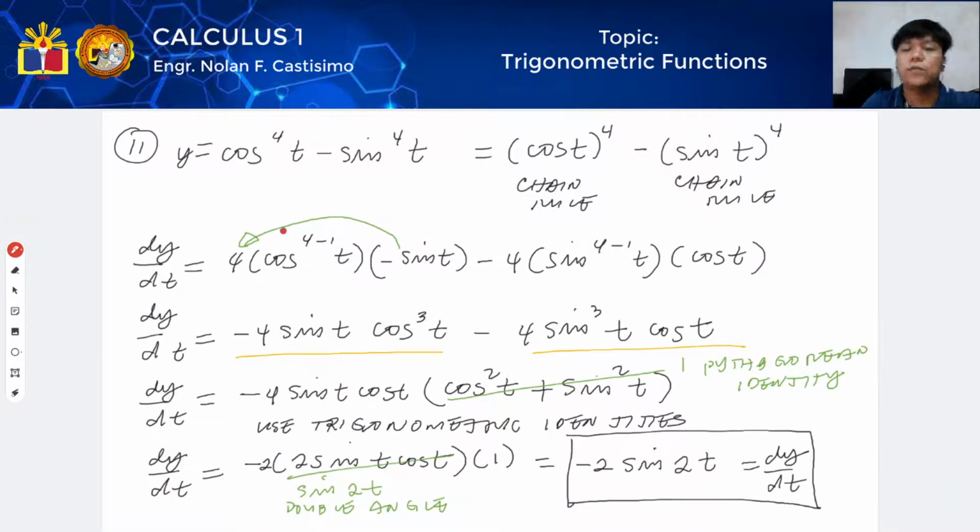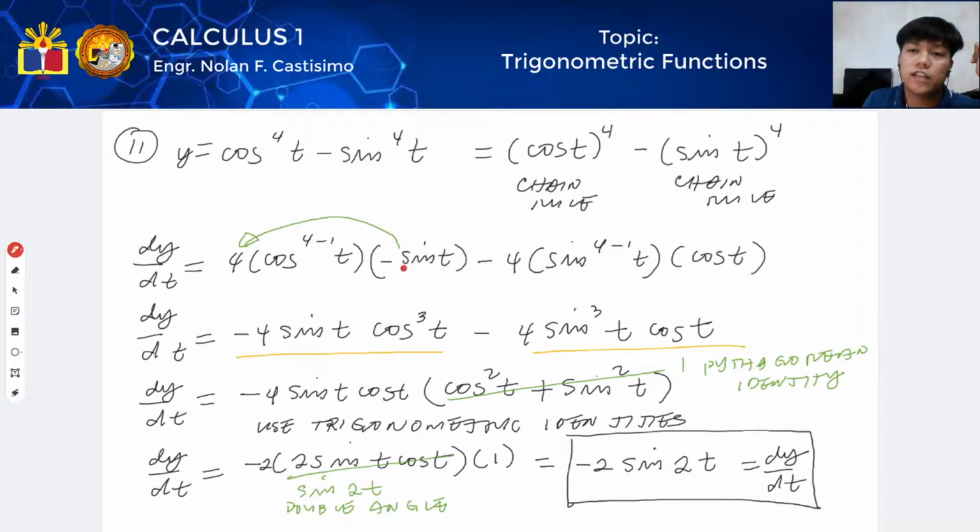Okay? Next, example number 11. Ayan. So, parang medyo marami siya, di ba? So, y is equivalent to cosine 4 raised to 4t minus sine 4 raised to 4t. So, madali lang yan. So, i-relate lang natin siya sa ganito. Parenthesis cosine t raised to 4 minus sine t raised to 4. Para pareho natin magamit ang chain rule sa bawat term na yan. And later, apply na natin yung derivative of difference.